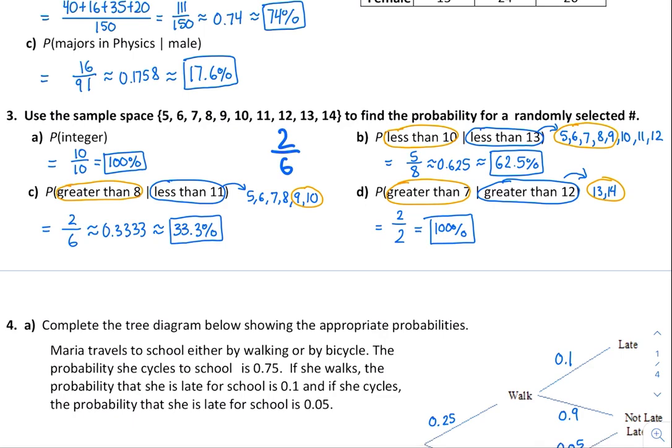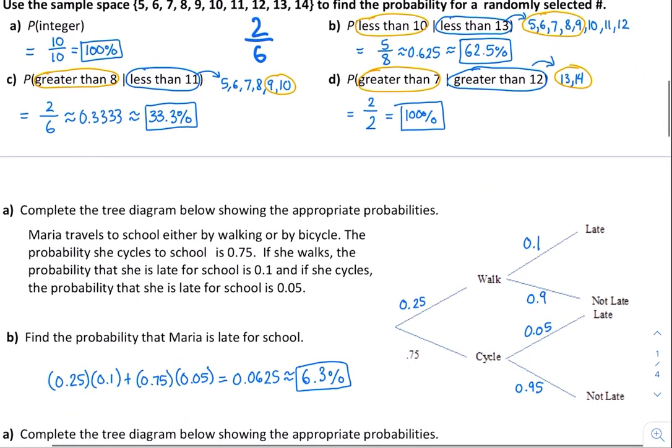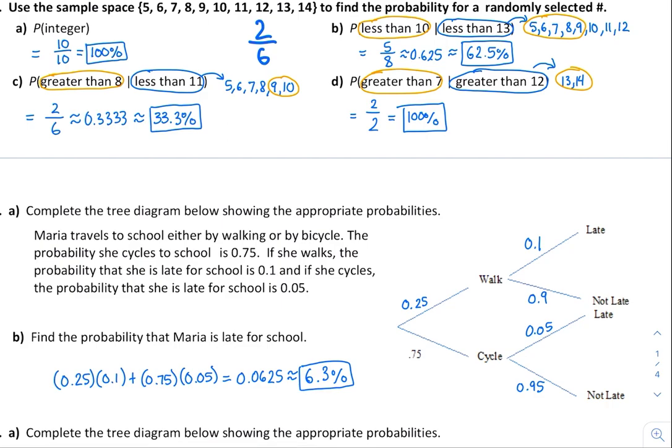All right, some of you probably have been exposed to this in the past, where you had to do a tree diagram. So let me read this first, and then we'll talk about this tree diagram. It says, Maria travels to school either by walking or by bicycle. The probability she cycles to school is 0.75. If she walks, the probability that she is late for school is 0.1. And if she cycles, the probability that she is late for school is 0.05.